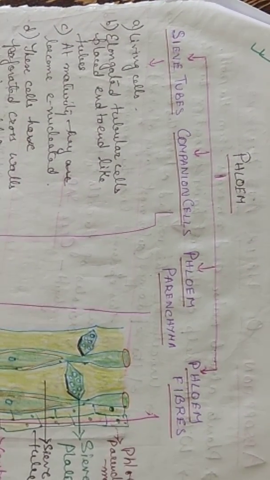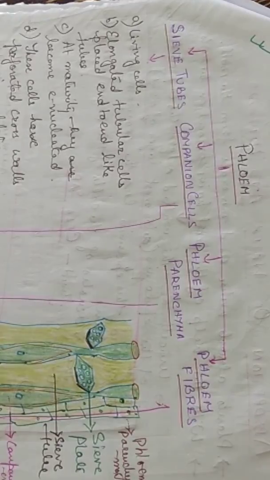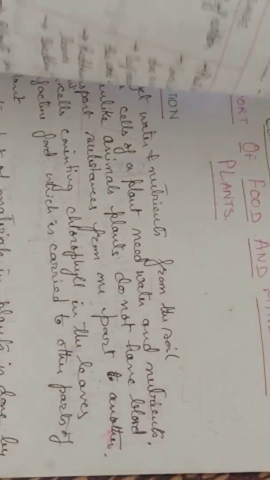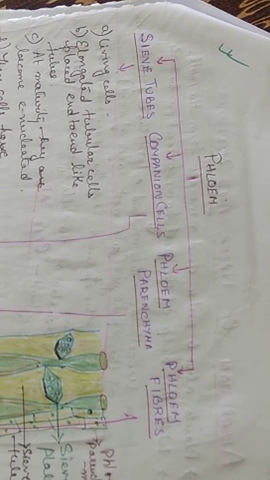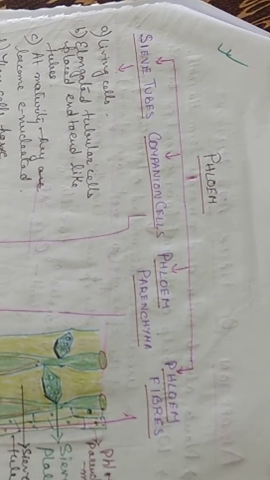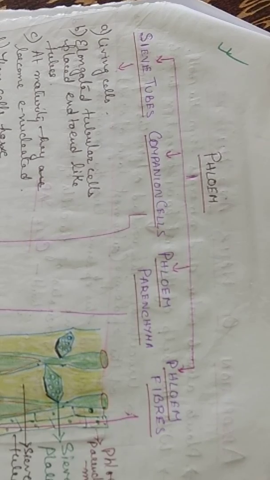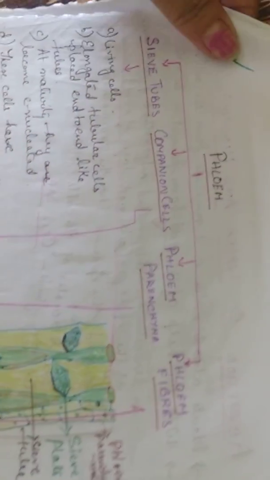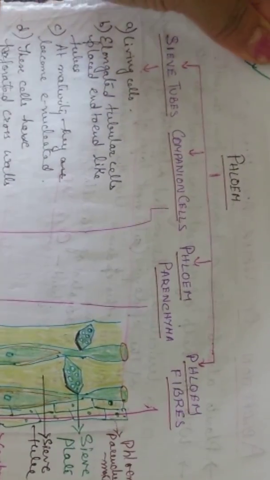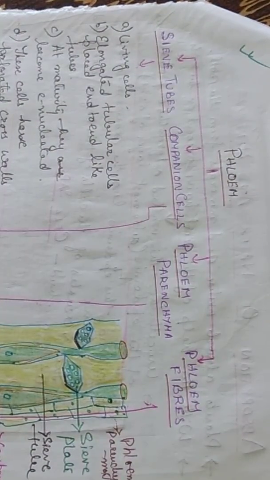Today I am going to discuss the transport of food and minerals in the plant. This is the second video of this chapter, and this chapter is according to the ICSE syllabus class 8. I've started this class 8 series now, so please pay attention to these chapters.